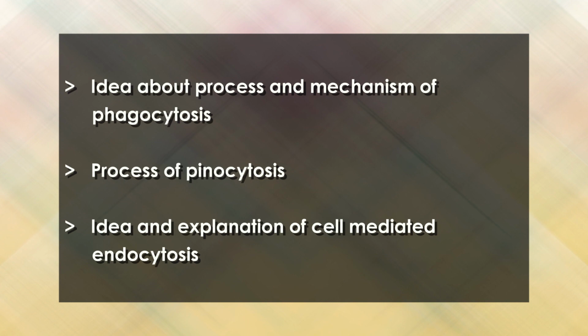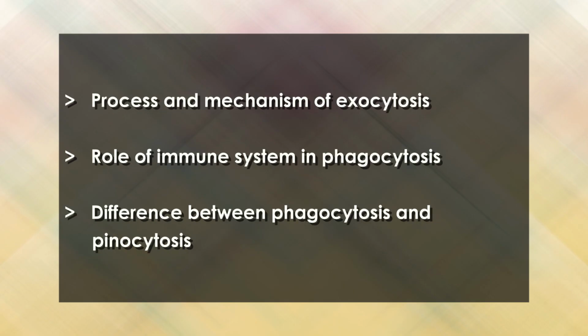The main objectives of today's lecture are to have a detailed idea about the process and mechanism of phagocytosis, to discuss in detail the process of pinocytosis, to get an idea and explanation of receptor-mediated endocytosis, to discuss the process and mechanism of exocytosis, to have a general idea about the role of the immune system in phagocytosis, to know the difference between phagocytosis and pinocytosis.